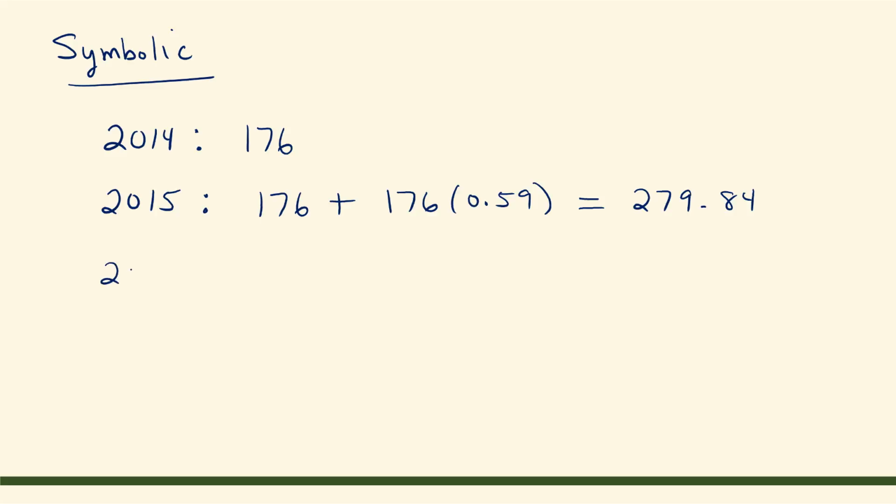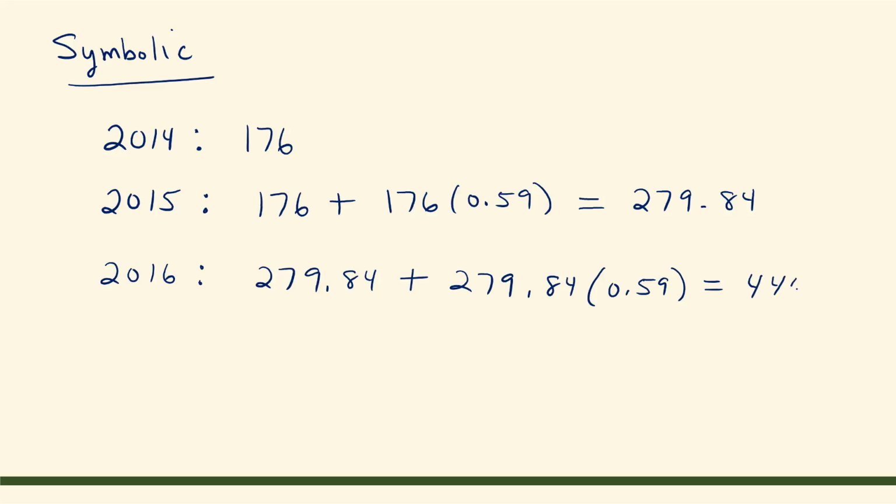And then in the year 2016, we will increase again by 59%. So we would need to take our previous value of 279.84 and add to it 59% of that previous value, or 279.84 times 59%. And that expression will give us a total of 444.95. And we would repeat this process for the last 2 years.